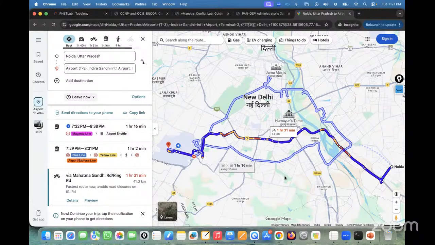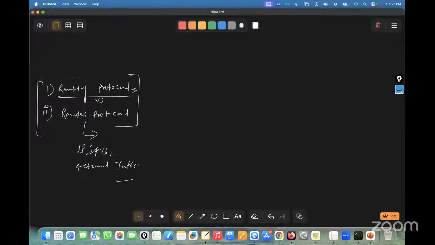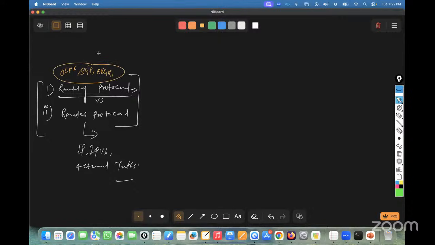Routed protocols. In a similar way, in my previous example, routing protocols are your different protocols. Hold on, guys. Like we have OSPF, BGP, and EIGRP. These are the routing protocols. They are going to tell me the best possible path, how I can reach from one source to another destination.